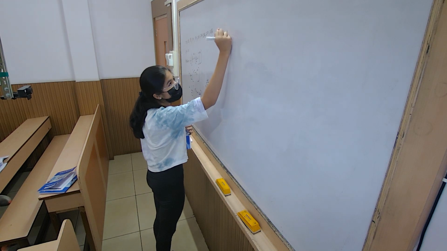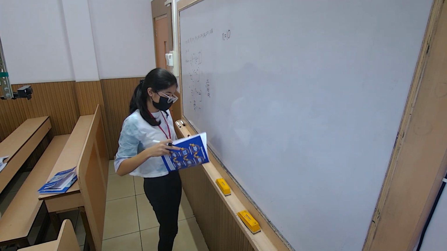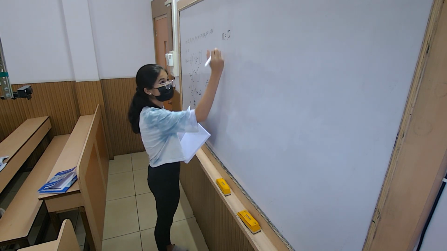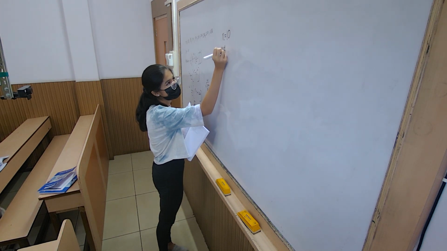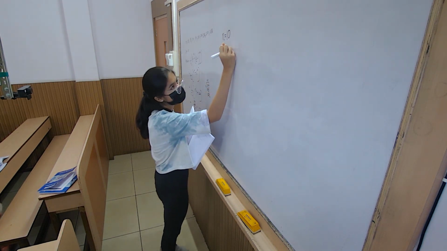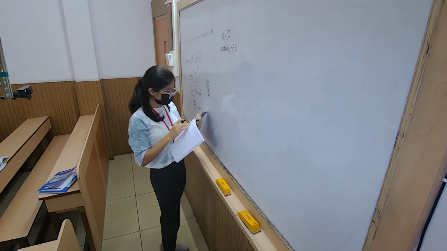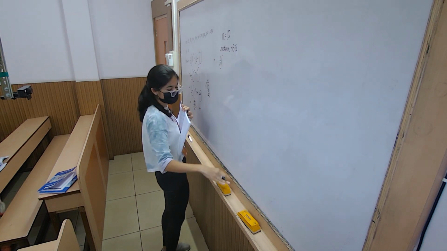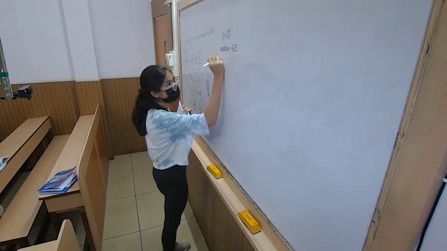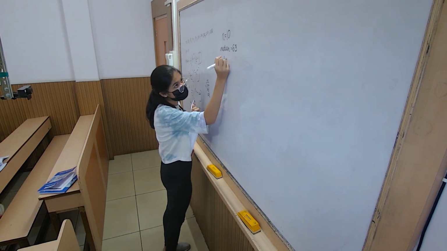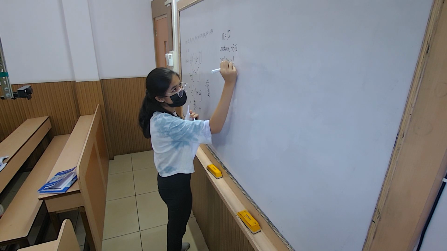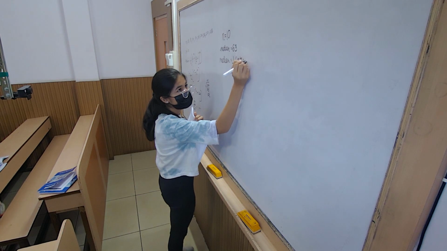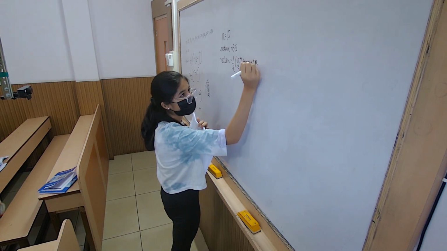Write n is 10. Next, below, write median is equal to how much? 63. Now write the median formula. Median is equal to? It is not given as x2.